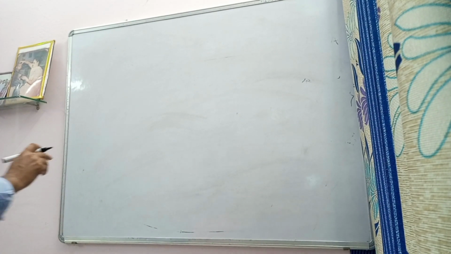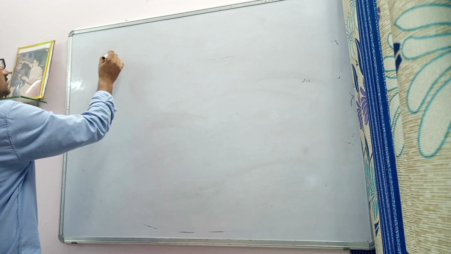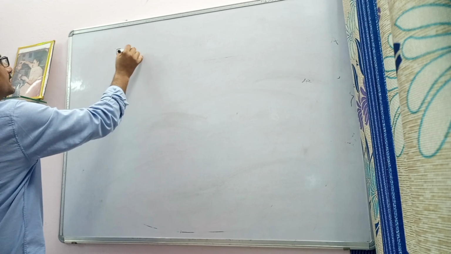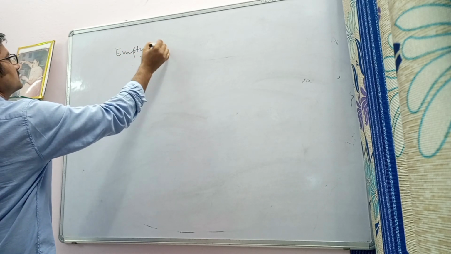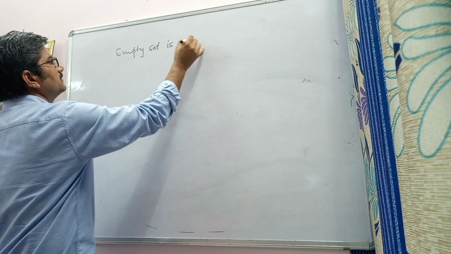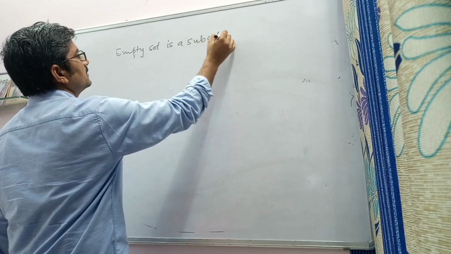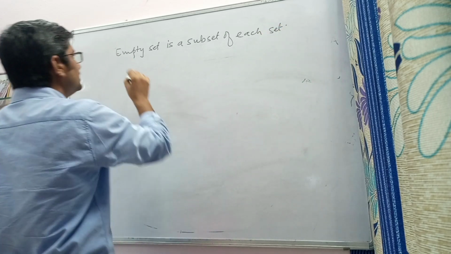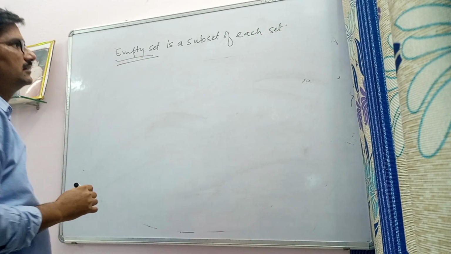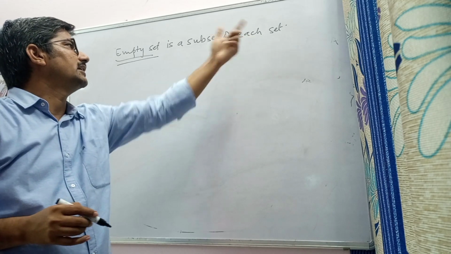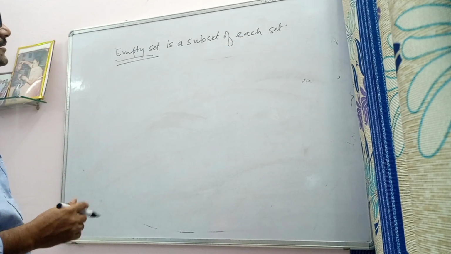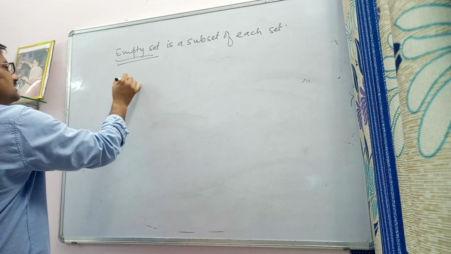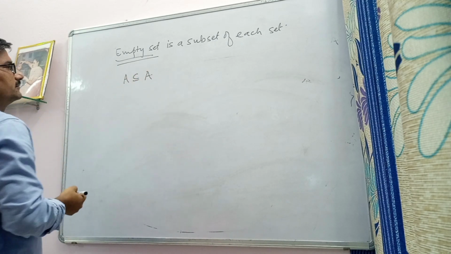So please note some results or some ideas. The empty set is a subset of each set, because the empty set does not have any element, and each set may have at least a null element or at least one element. Next, every set is a subset of itself.